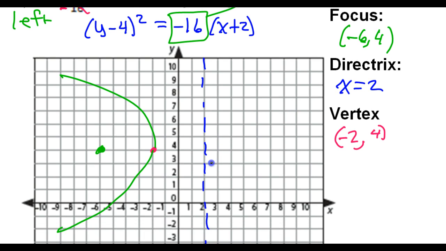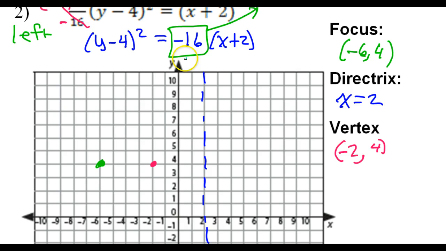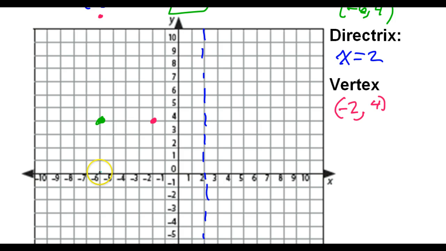All right, one last thing. We have to do one more little thing. Let's use the focal width to make this more accurate. The focal width is 16. Ignore the negative sign. That means at the focus, the parabola will be 16 wide. So that means 8 up and 8 down. So 1, 2, 3, 4, 5, 6, 7, 8. Okay, it's a little bit off the grid. And then the other way, it's 4, 5, 6, 7, 8.